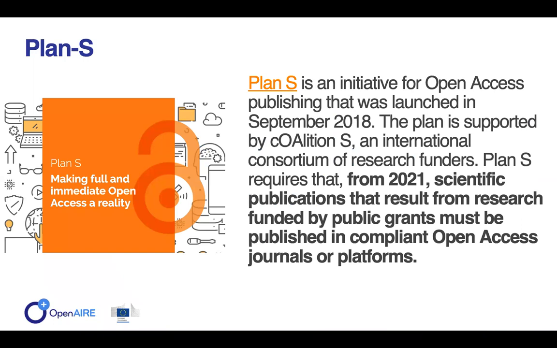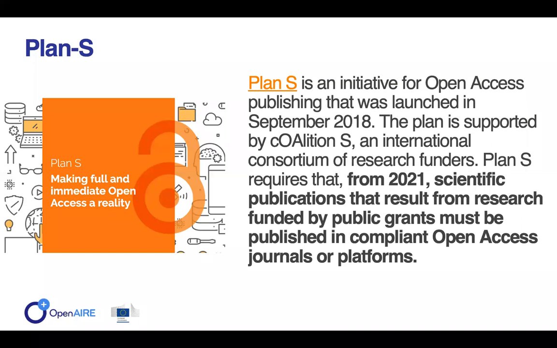So we will see them in a moment. But the main goal of Plan S is that starting from next year, scientific publications that result from research funded by public grants and by those funders must be published in compliant open access journals or platforms. By saying open access journals or platforms, Plan S makes a list of requirements.